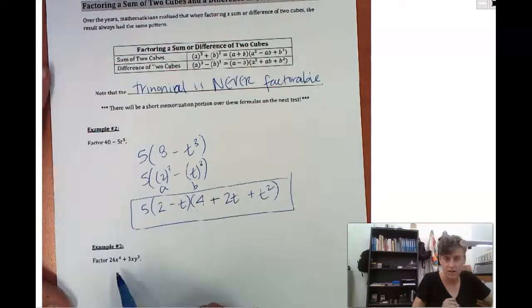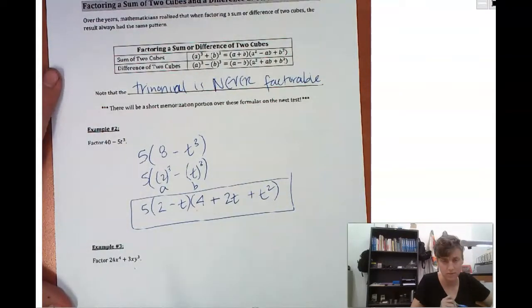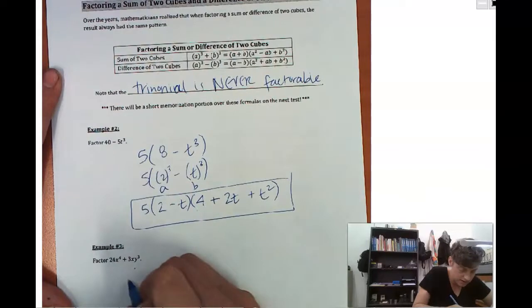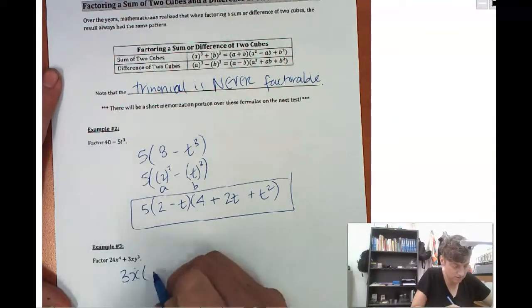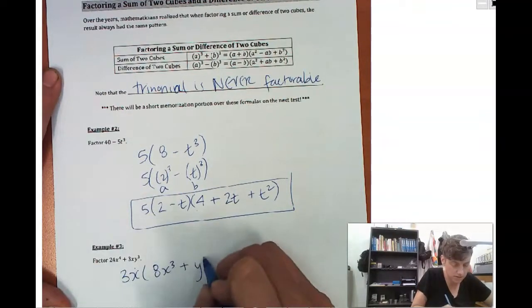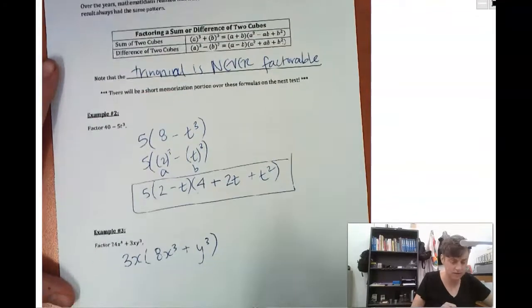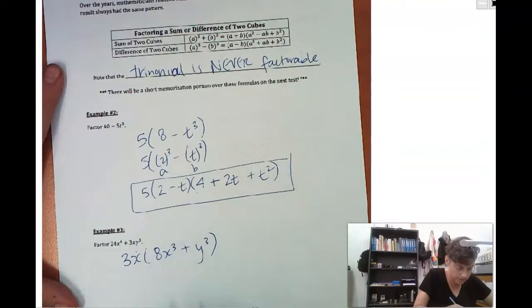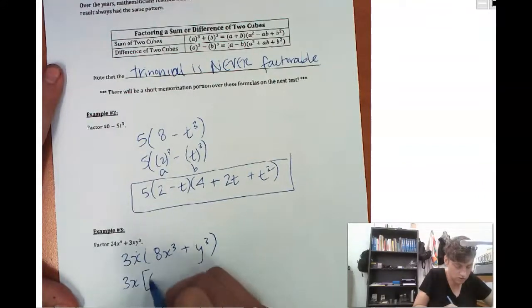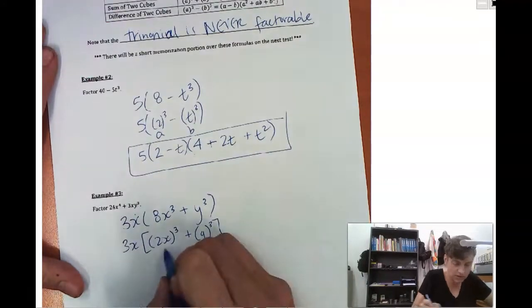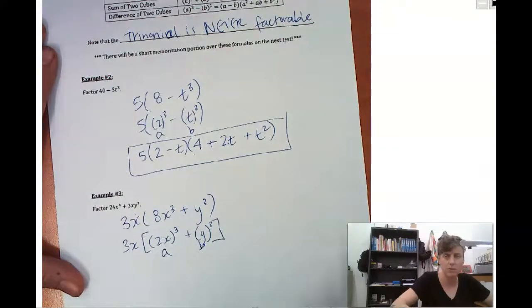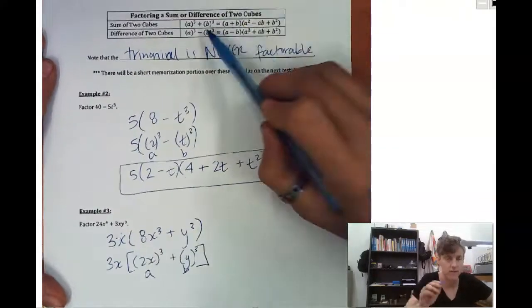How about this sucker? Do we have a greatest common factor? By golly, we do. Let's take out a 3. Let's also take out an x. We'll be left with 8x cubed plus y cubed. Now this is a sum of cubes, because this is really 2x cubed plus y cubed. So our a is 2x and our b is y. It's a sum of cubes, so we're using the first formula here.